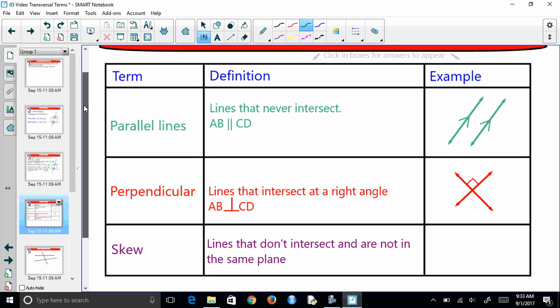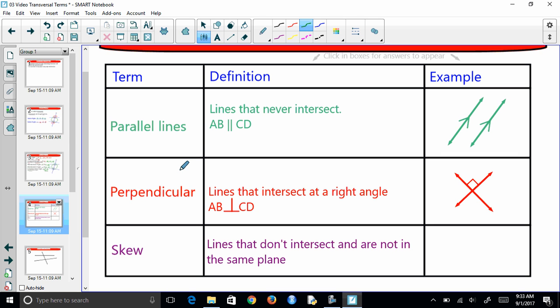Now, there's a couple other terms that we need to know. We need to know what parallel lines are. I'm sure you've seen parallel lines before. When you see them in a diagram, they're going to have arrows somewhere on those lines. And when they write it out in words, they'll say AB, two vertical lines, and then CD. Sometimes they have a little bit of an angle to these, but most of the time they're vertical.